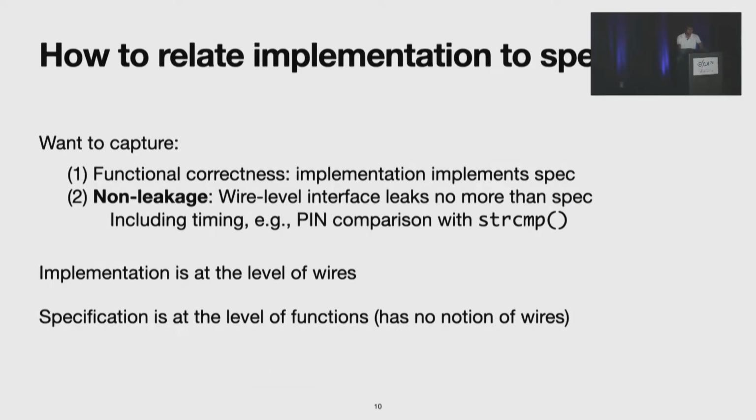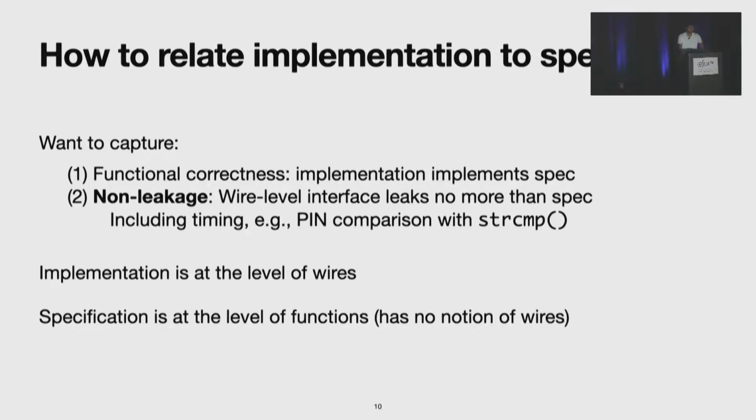And so the big question here is, how do we relate the implementation to the specification? We want to capture not only functional correctness, but also security, this non-leakage property, that the wire level behavior of the implementation should leak no more information than the specification does, including through its timing behavior. Recall that in spec land, we have no notion of timing, only input-output behavior at the function level, and we want to make sure that the implementation is free of vulnerabilities. Like it shouldn't, for example, implement a pin comparison with a non-constant time comparison operation, because that would leak the number of bytes that match between a guess and the saved pin.